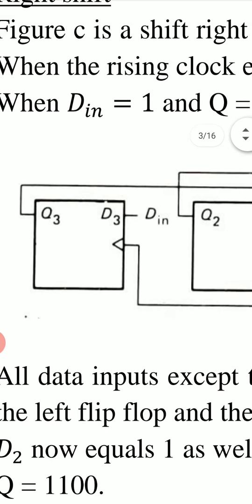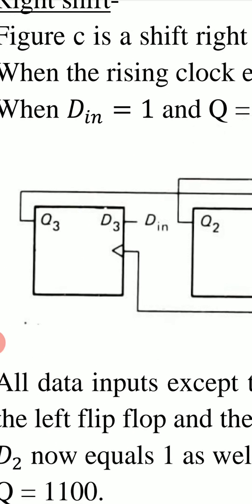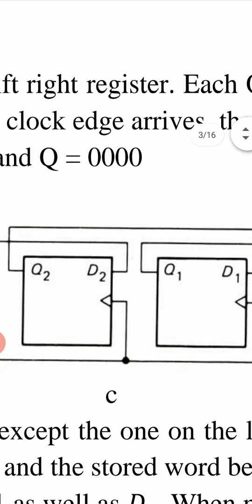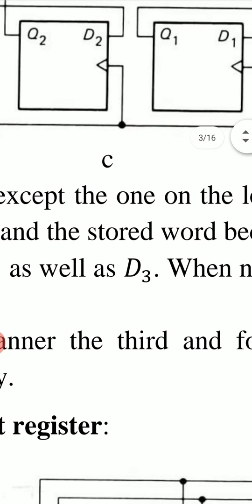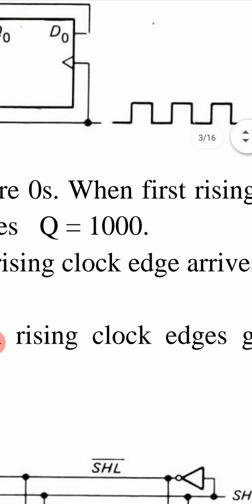then D in is here. Now in this leftmost D flip-flop, its input is D in. Initially if Q3, Q2, Q1, Q0 all are 0 and now D in is 1, then this D3 becomes 1, and then D3 is 1. Now Q3 will be equal to D3 for the next positive clock edge. So Q3 will become 1 in the next positive clock edge, and this word 0, 0, 0, 0 now changes to 1, 0, 0, 0.